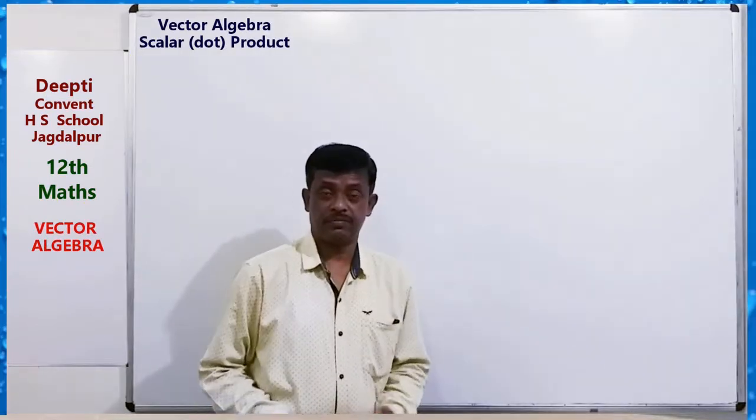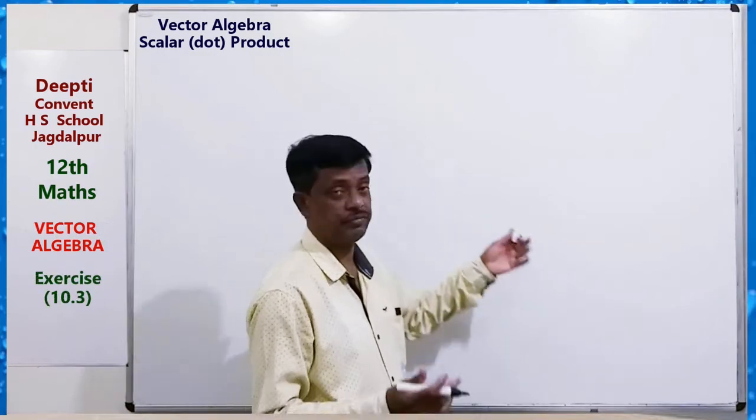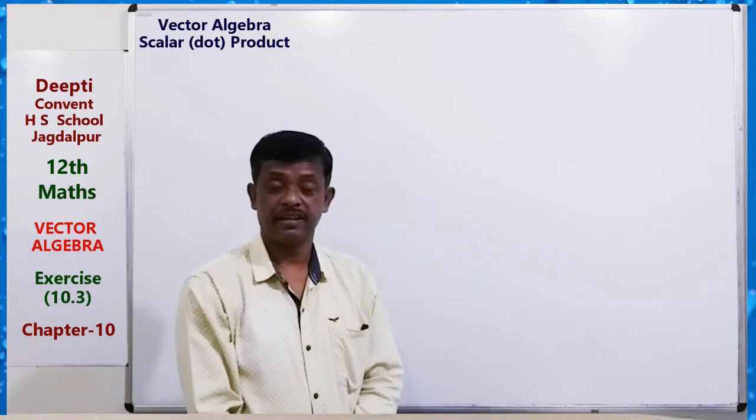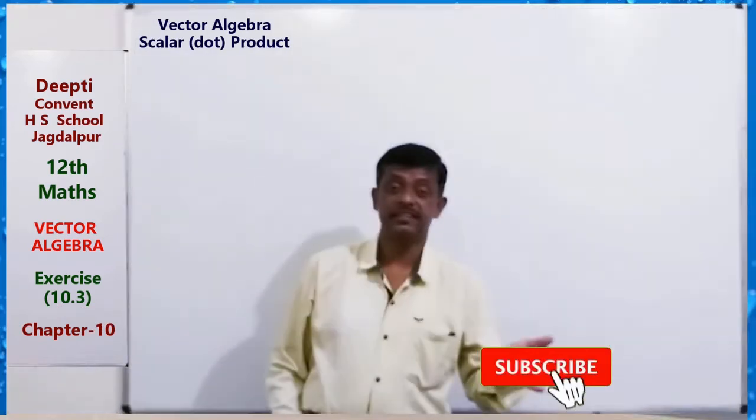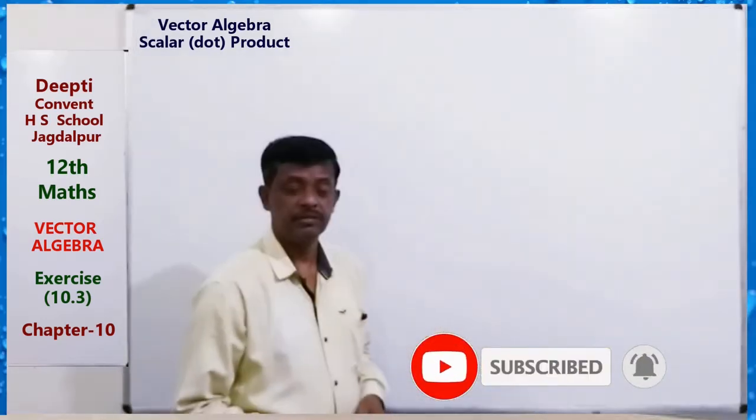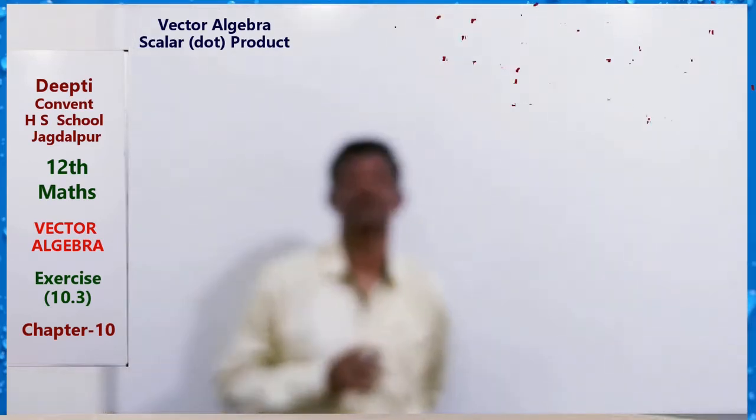Hello dear students, today I will discuss the product of two vectors. In the previous class we have already seen the sum of two vectors, subtraction of one vector from another, and the negative of a vector. So: addition, subtraction, identity, additive inverse. Here we have to discuss the product of two vectors.